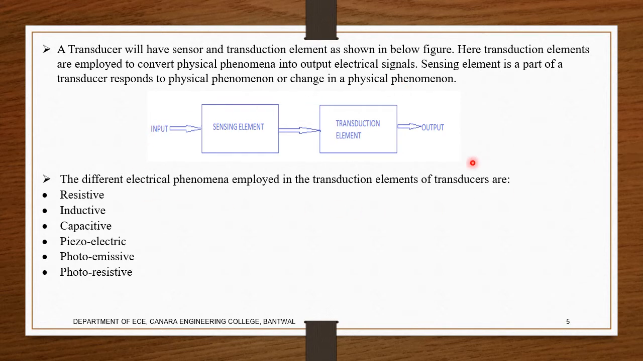Which transduction elements might be seen? For example, it might be a resistive circuit, or inductive, capacitive, piezoelectric, photoemissive, photoresistive. So it depends on the devices or the voltages given here, and that is affected by the standards. Whatever voltages or currents you are getting depends on the reaction or conversion of the physical phenomena.